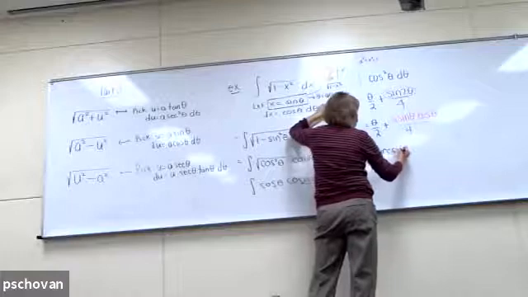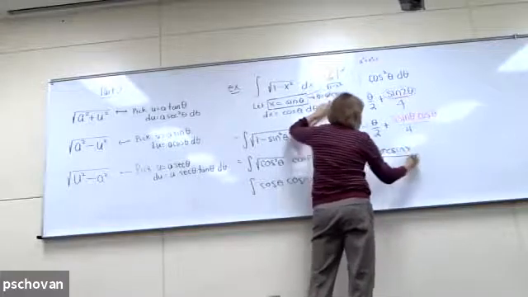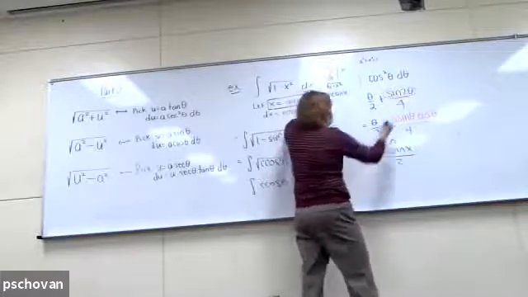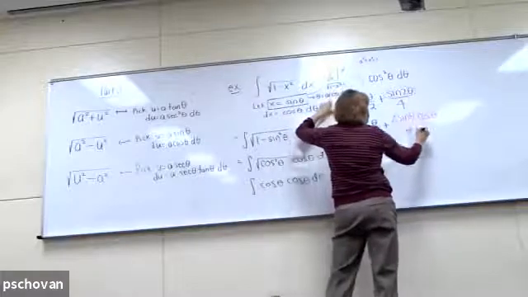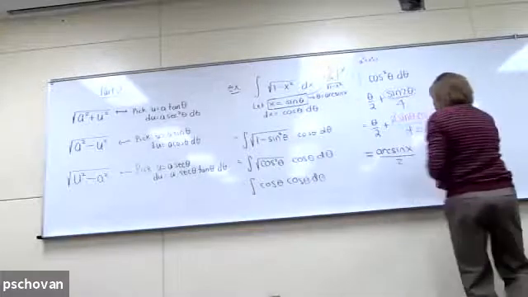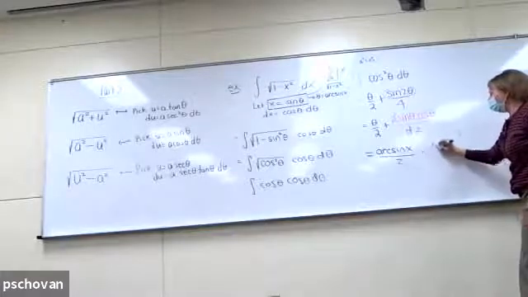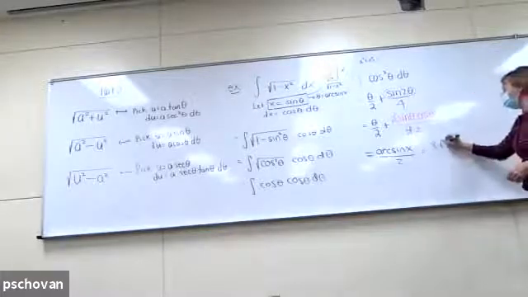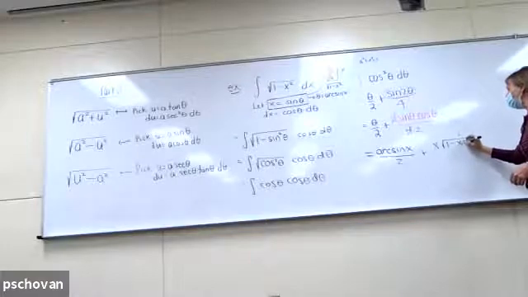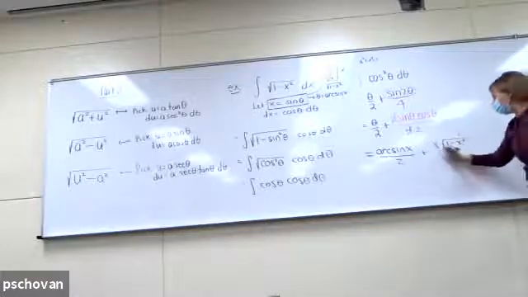And I got this 2 on the bottom. I'm going to cancel this 2 with this 4. Sine of theta is x. Cosine of theta is the square root of 1 minus x squared over 1. And then I've got this 2.